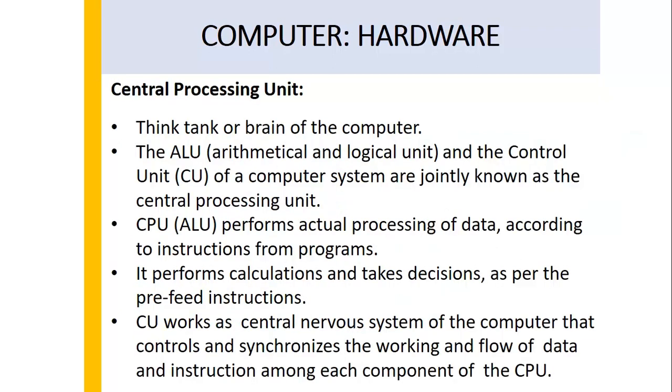Then we have the central processing unit, which is the middle part, if you remember the block diagram. It's the think tank or the brain of the computer. It has three main components. One of them is memory, which we'll talk about in the sessions to come. The other two are the arithmetic and logic unit and the control unit, which jointly are known as the central processing unit. The ALU part performs the actual processing of data, which is why we even call it a processor, according to instructions from the program. It performs calculations and takes decisions as per the pre-fed instructions.